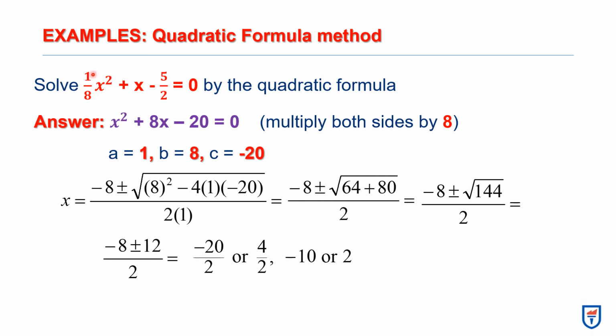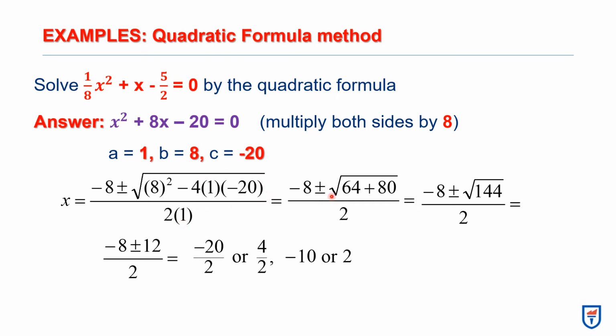So when we multiply the first term by 8, we get x squared, and when we multiply x by 8, we have 8x, and when we multiply minus 5 over 2 by 8, we get minus 20, equals 0. After getting this quadratic, which no longer has a fraction, we identify our terms: a is 1, b is 8, and c is minus 20. Now we substitute these terms in our quadratic formula, which says minus b, which is minus 8, plus or minus the square root of b squared, which is 8 squared, minus 4a, which is 1, times c, which is minus 20, all over 2a, which is 2 times 1.